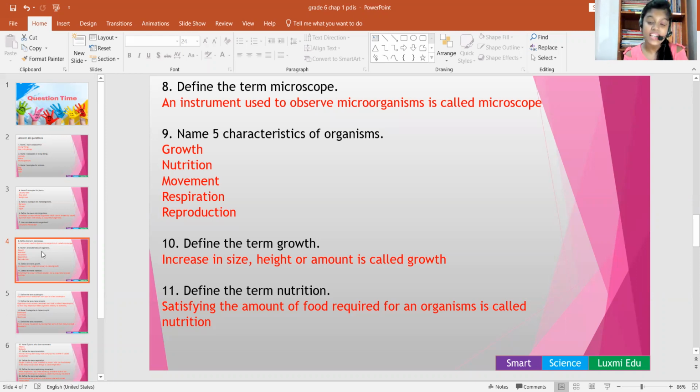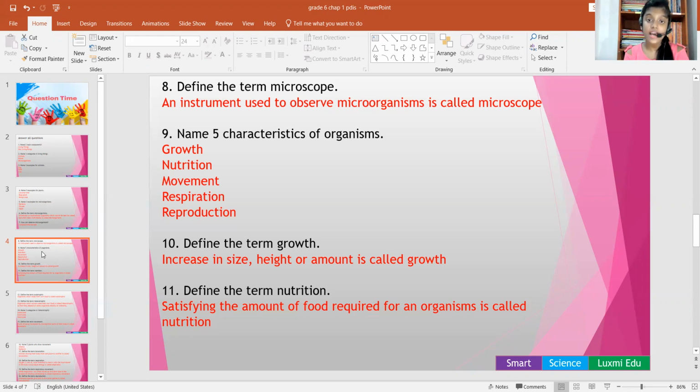Then name five characteristics of organisms. Organisms mean living things. The five characteristics are growth, nutrition, movement, respiration, and reproduction. Once again, repeat after me: growth, nutrition, movement, respiration, and reproduction. These are the five characteristics of an organism.